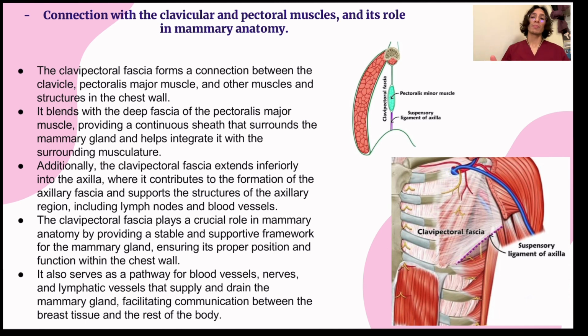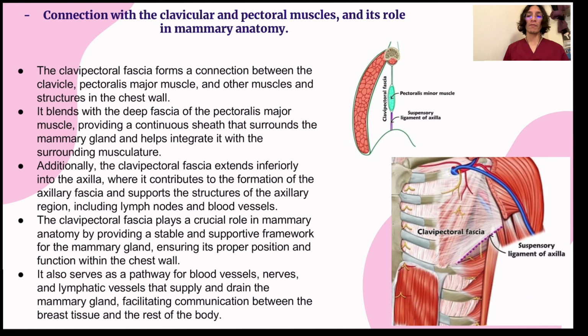Additionally, the clavipectoral fascia extends inferiorly into the axilla, where it contributes to the formation of the axillary fascia and supports the structures of the axillary region, including lymph nodes and blood vessels.